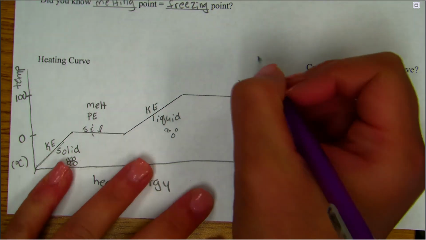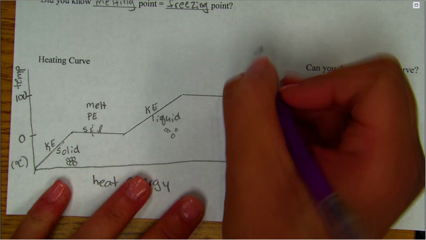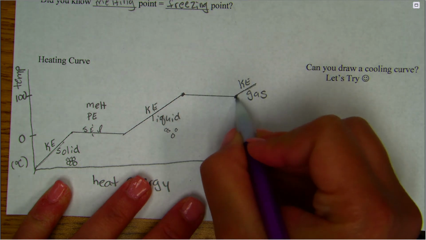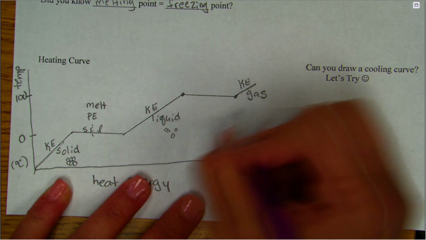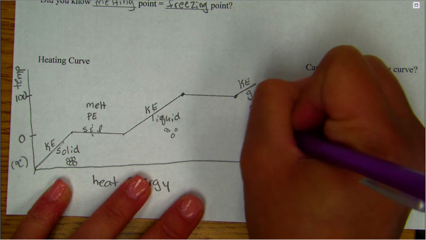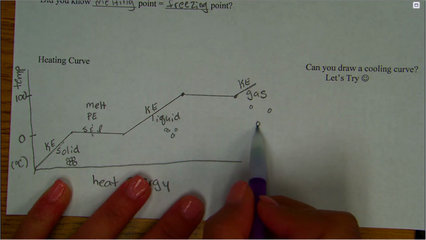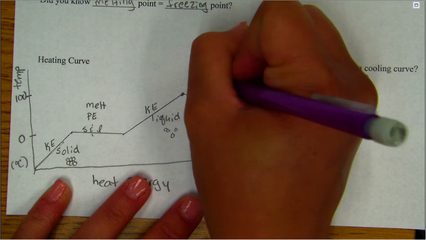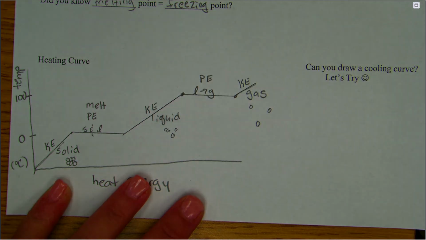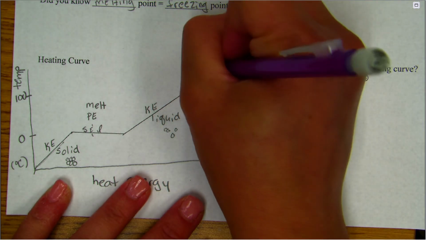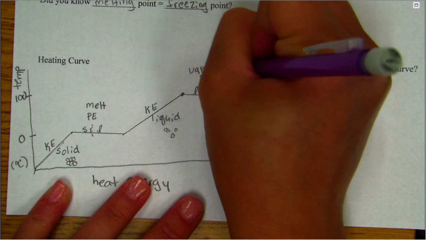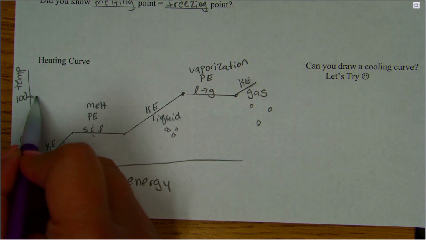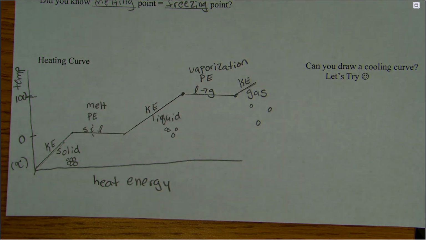So let's look at our final phase change. Here I'm going from a liquid to a gas. Again, my potential energy is changing because my particles are spacing further apart. So we're changing the potential energy, and we call this vaporization. And I know this is vaporization because it is happening at the boiling point of 100 degrees Celsius.